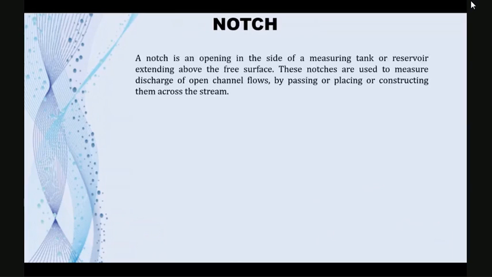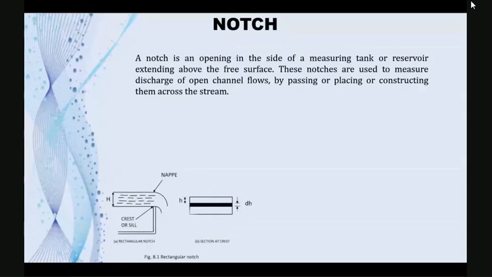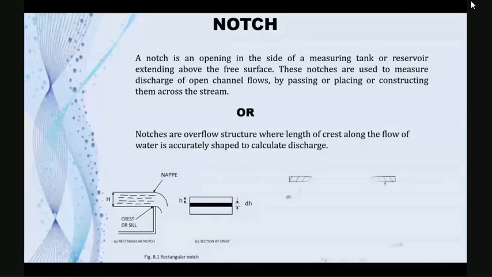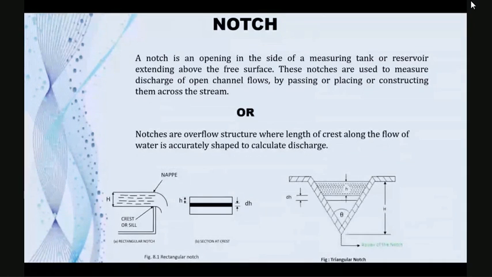Basically, a notch is an opening in the side of a measuring tank or a reservoir extending above the free surface. These notches are used to measure the discharge of an open channel flow by placing or constructing them across the stream. Or in other words, notches are overflow structures where the length of the crest along the flow of water is accurately shaped to calculate the discharge. Now my friend Anchit will continue the next part of the presentation.